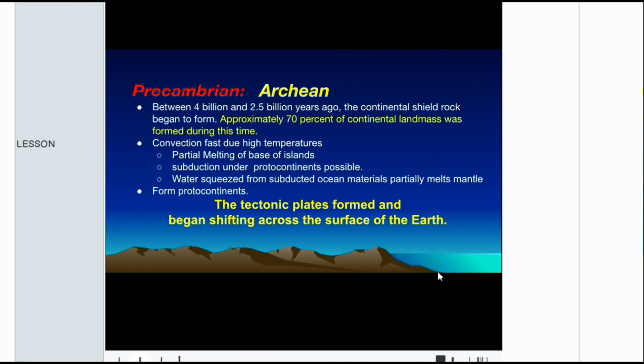So, sticking with just the yellow, approximately 70% of our continental landmass was formed during this time. So remember, we started forming the crust in the end of the Hadean, but now that crust is forming, and about 70% of the continents come together as continents during Archaean time. Now, they're not going to be continents as we know them. It's going to end up being a giant supercontinent. But they are forming now from those volcanic eruptions, from the magma cooling on the surface.